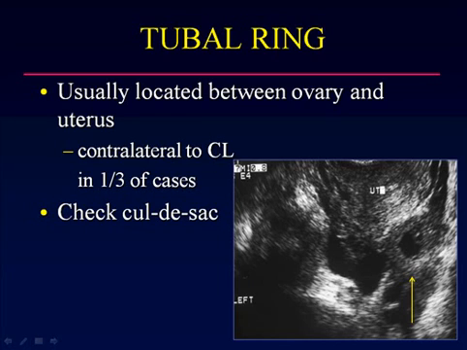However, it is contralateral to the corpus luteal cyst in approximately a third of the cases, and another common place to find the tubal ring is in the cul-de-sac. As I mentioned, this is the most dependent portion of the pelvis, and so this is a common place for ectopic pregnancies to fall. So in this example, here you see the lower uterine segment, the empty endometrial stripe, and here is the echogenic tubal ring with, in fact, a little yolk sac in the cul-de-sac.